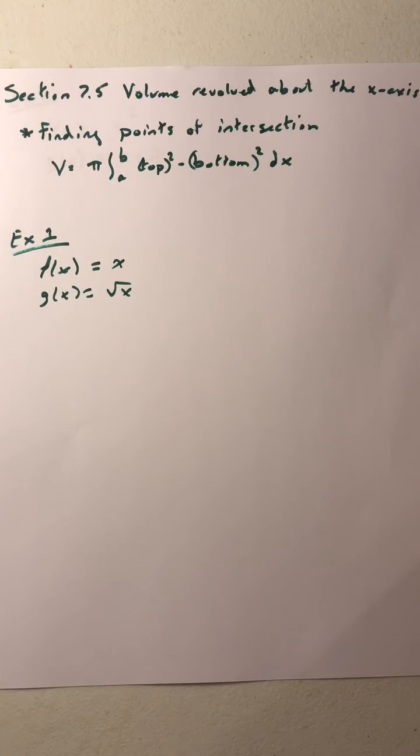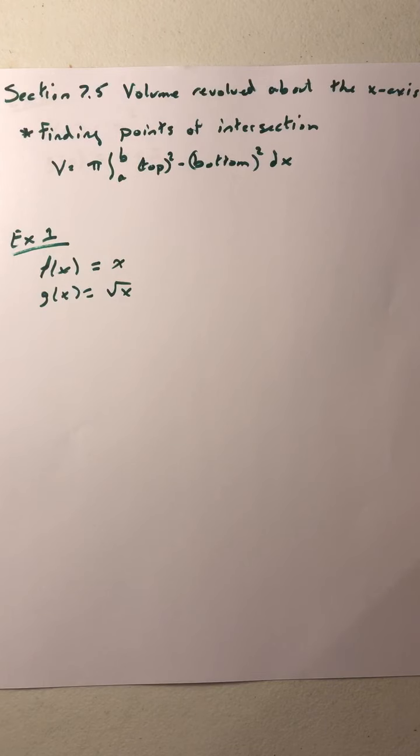Welcome back. We're going to continue our lesson today, section 7.5 on the volume of a region that's revolved about the x-axis. What's going to be different today is that we're going to have to find those points of intersection, or our endpoints, our boundary, our upper bound and our lower bound.